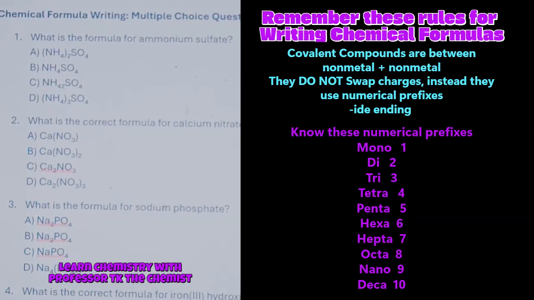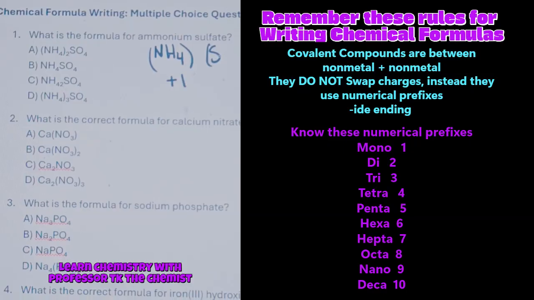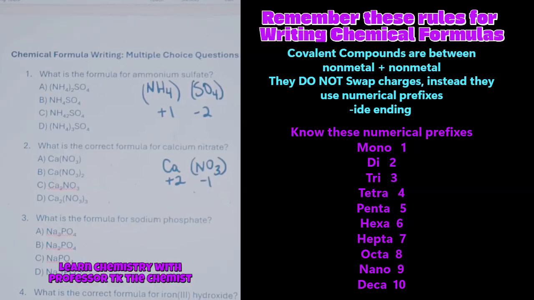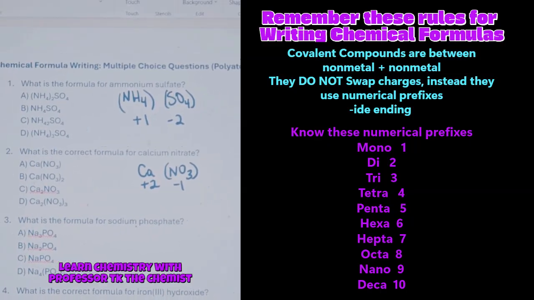But I will help you guys out with at least giving you the starting part. Ammonium has a +1 charge. Sulfate has a -2 charge. Calcium has a +2 charge. Nitrate has a -1 charge. So I will at least give these to you. All you have to do is match the formula, okay?